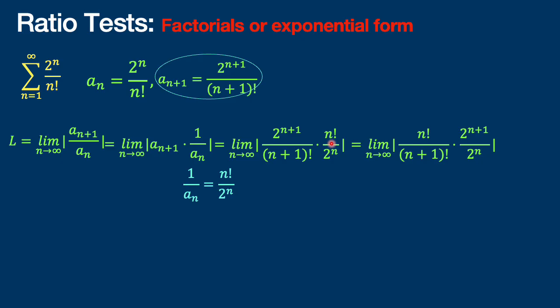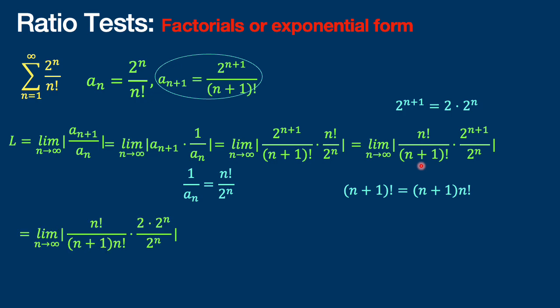Now, what do you want to do? I want to switch the factorials around and simplify. First, you're going to see (n plus 1) factorial, meaning n plus 1 times n factorial. 2 to the n plus 1 means 2 times 2 to the n. Now, what do you have? n factorial over (n plus 1) factorial is going to be n plus 1 times n factorial, and 2 to the n plus 1 is 2 times 2 to the n, divided by 2 to the n.